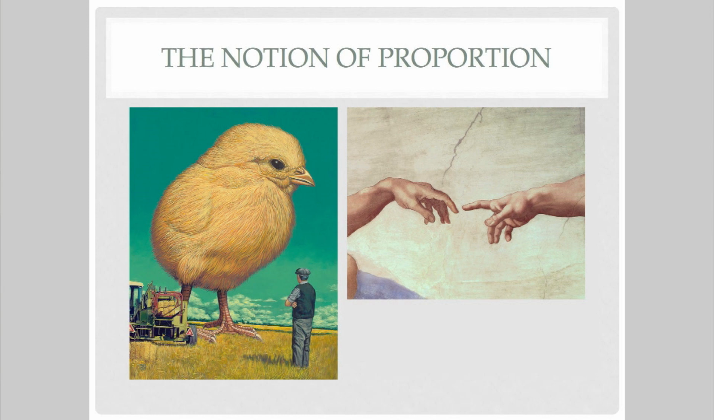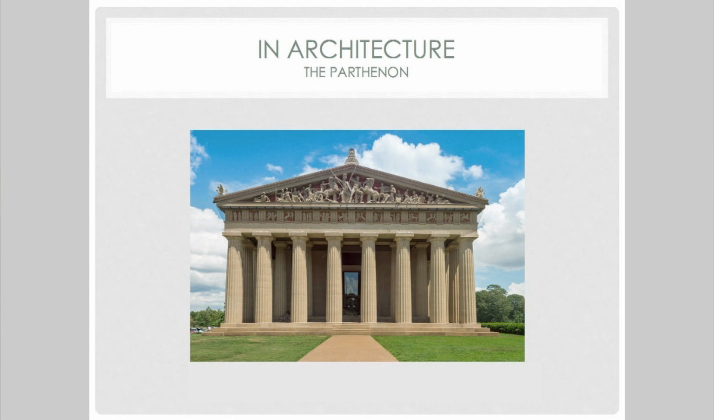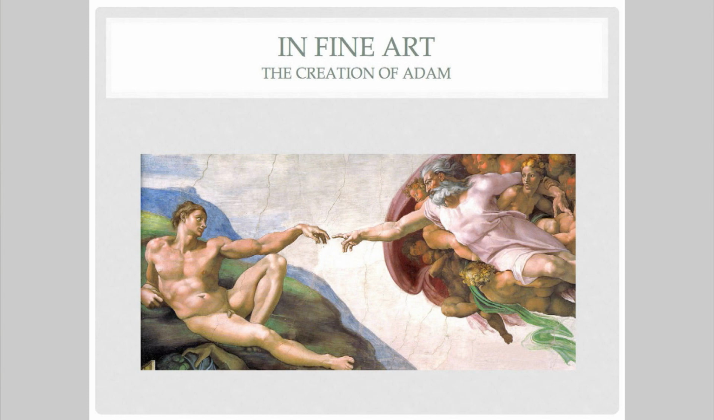Chicken to man, pretty off, out of proportion. Michelangelo's hands of God and Adam in proportion to each other, and we're more comfortable with that. We can recognize good proportion in a face, in architecture. This is the Parthenon, which I imagine everyone knows, and in art, a larger version of the other photo.